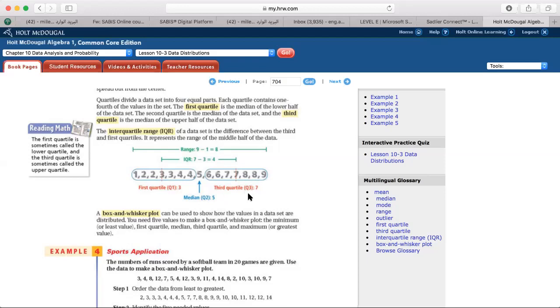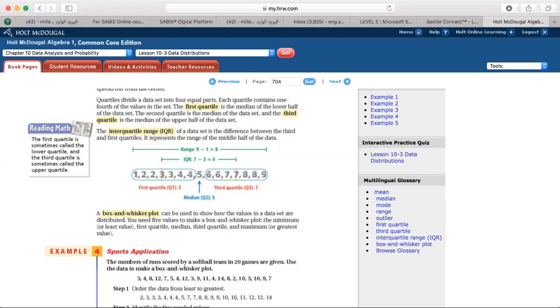What about the second quartile? The second quartile is the median of all the set. So I'm going to get 3 medians: the median of the first group, the median of the third group, and the second quartile is the median of the whole set.